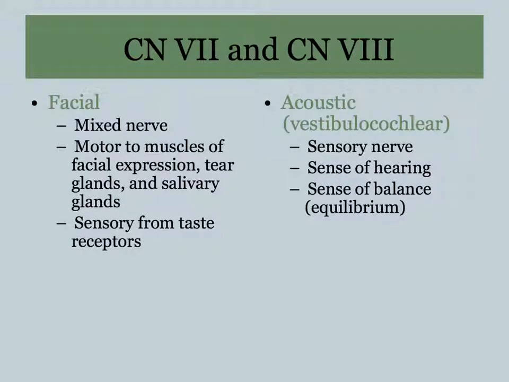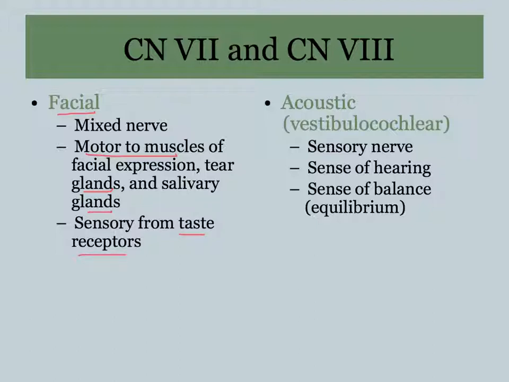Cranial nerves 7 and 8. The facial nerve is a mixed nerve, so it has motor fibers to the muscles of facial expression and also to some of our excretory glands. The tear glands and the salivary glands are told to excrete those tears or saliva by the facial nerve. And your taste receptors send their information back to the brain through the facial nerve.